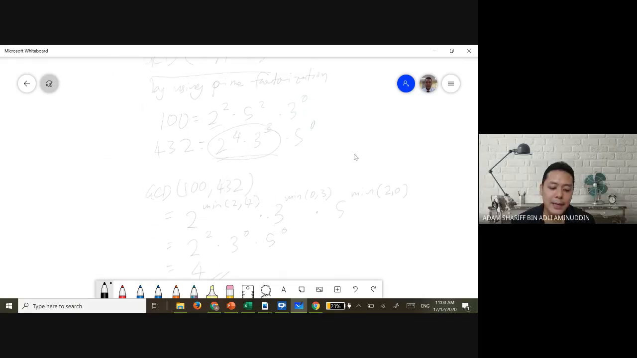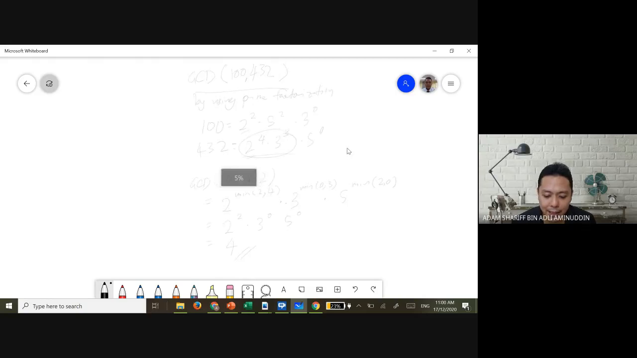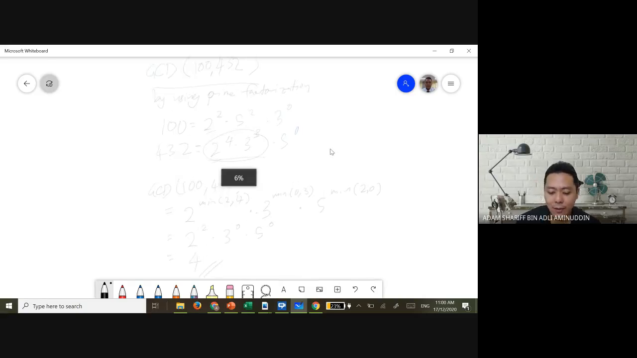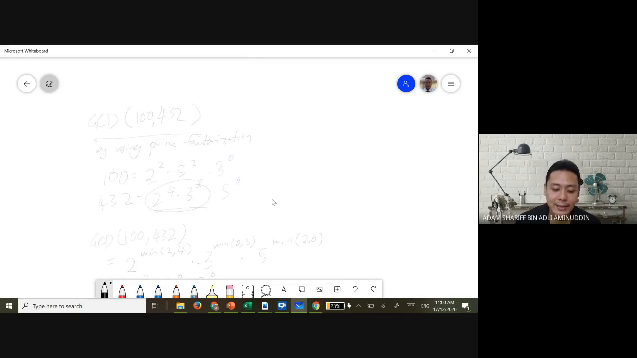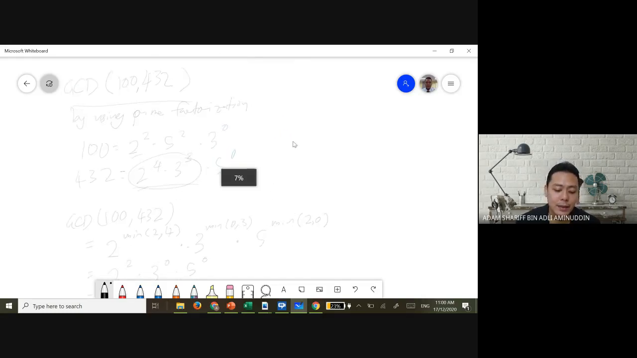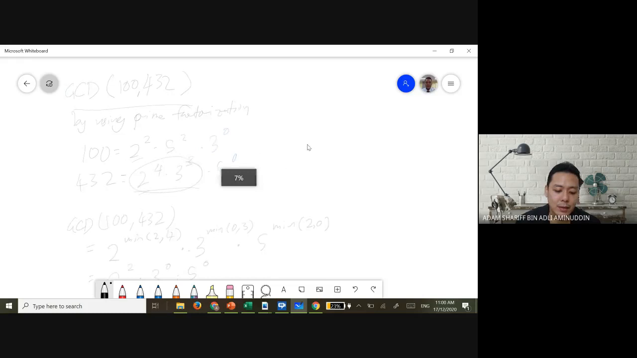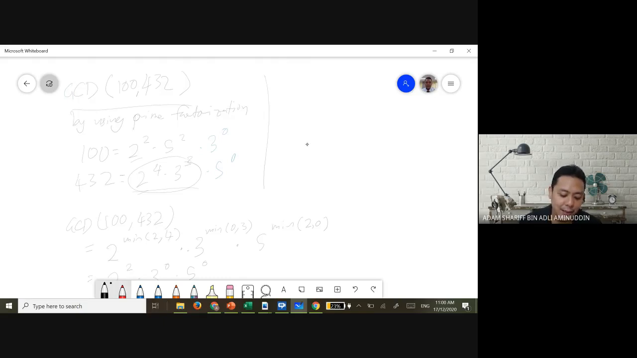Okay, some might argue why, what is the advantage of using prime factorization to find the GCD? My simple explanation to you is that the advantage of using the prime factorization technique to find the GCD is that it will be much faster in the computation time sense.